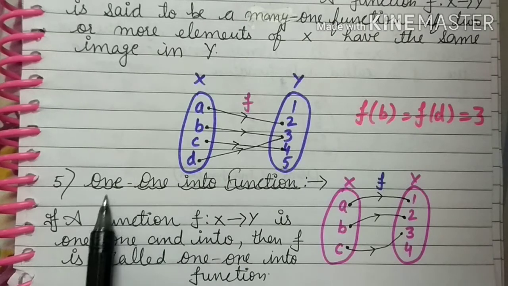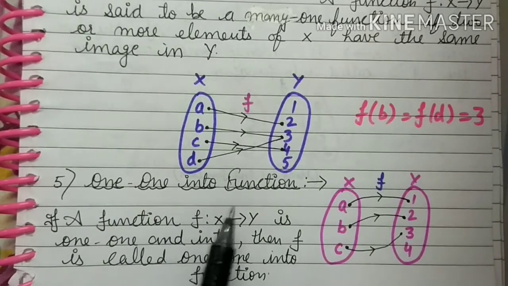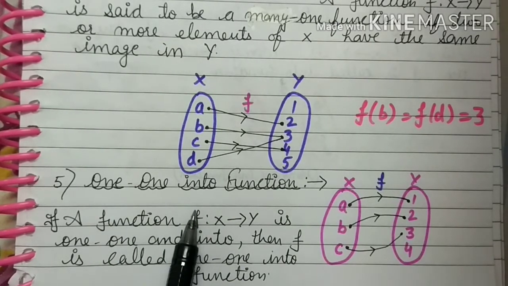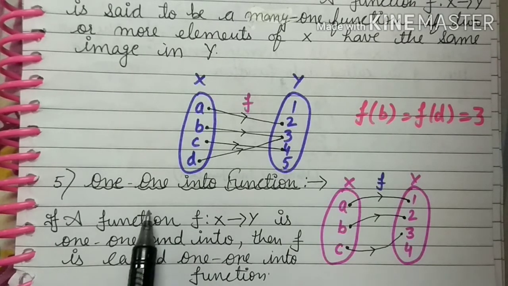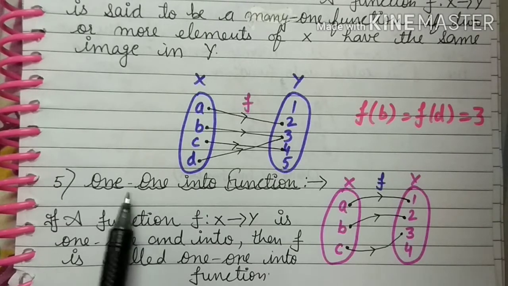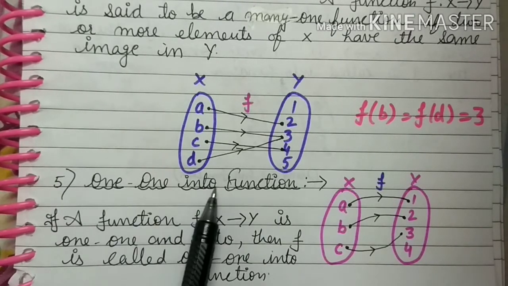Now we are going to discuss one-one into function. Earlier we discussed into function, onto function, one-one function and many-one function. Now we will read the composition of two functions. दो functions को combine करके हम explain करेंगे, define करेंगे. So first one is one-one into function.